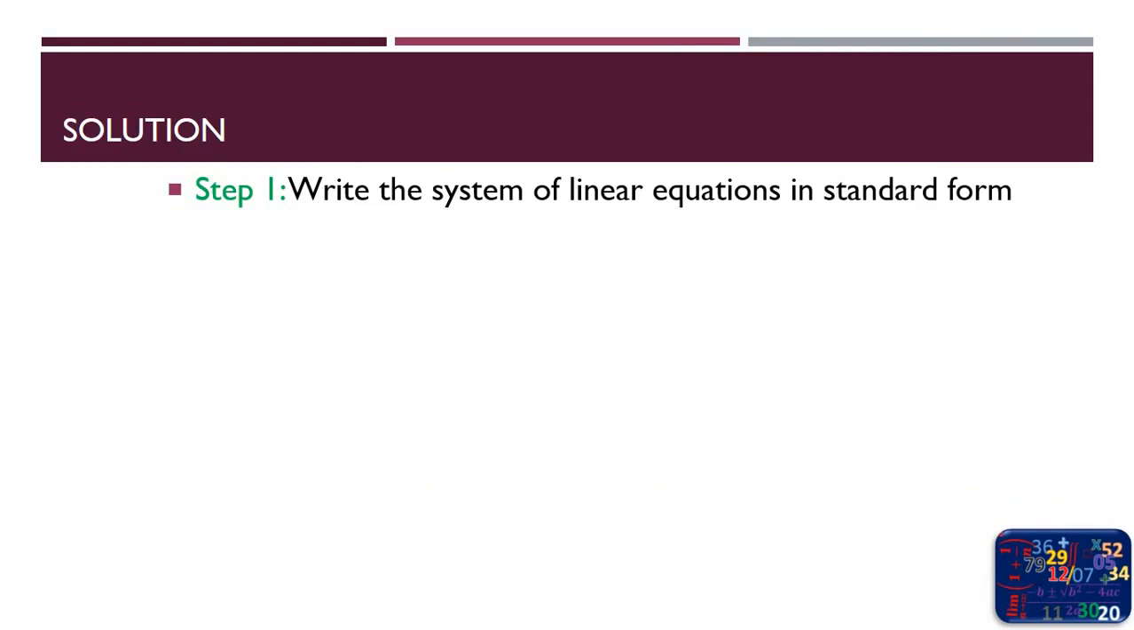Write the system of linear equations in standard form. Here the 2 equations are already in standard form. What it means? First the x term, then the y term, then equal to, then the constant term. The second equation also is like that: first the x term, then the y term, then equal to, then the constant term. If it is not in this order, we have to rearrange to bring it into this order. This is called the standard form of linear equations.